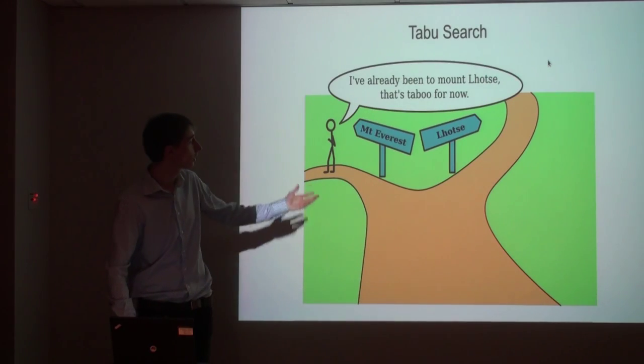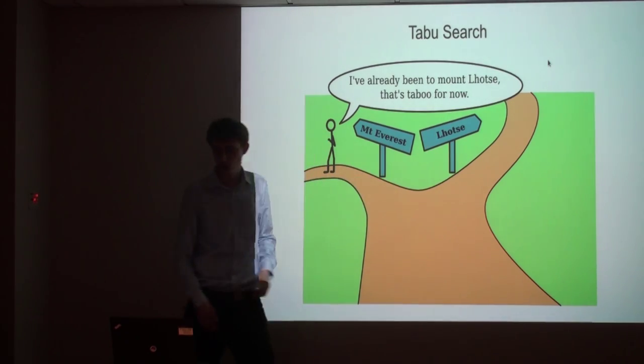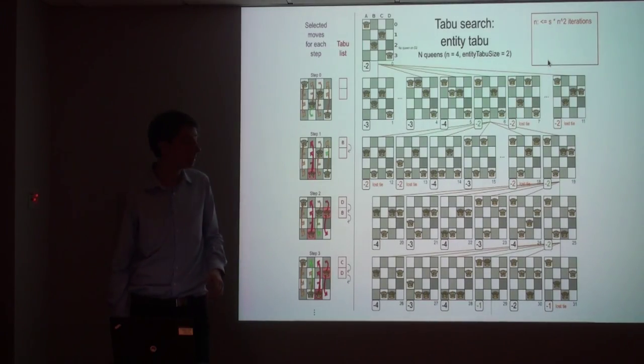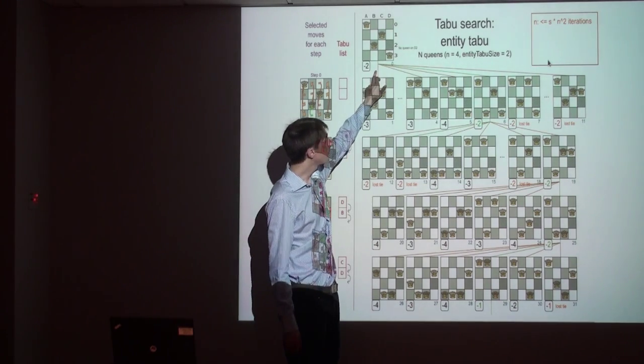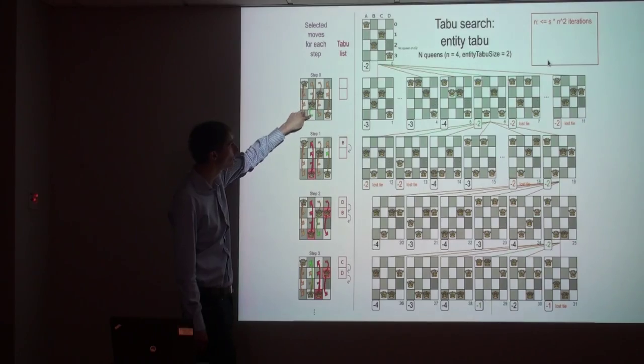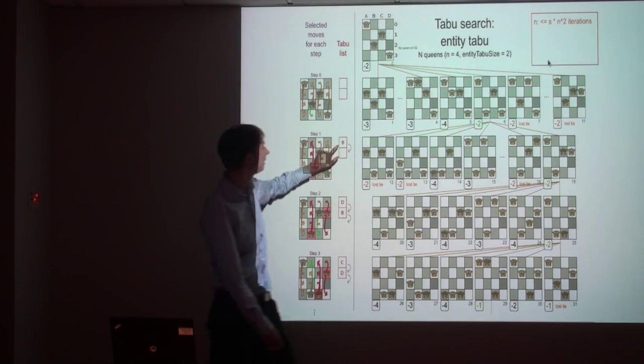So tabu search, like I've explained, is the one which actually remembers, okay, I've been there, so let's not do that again. It's the same case for tabu search. It says, okay, I'm now moving the queen one down, so I'll put this queen, which is the B queen, into the tabu list.